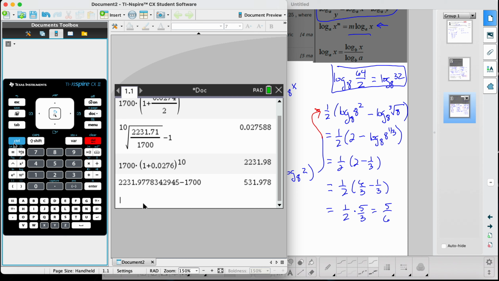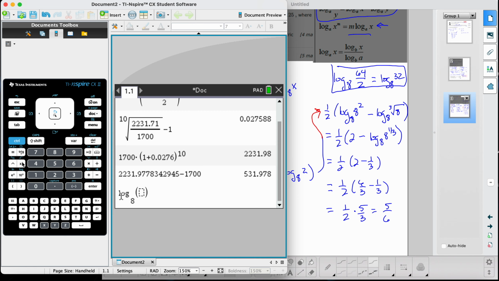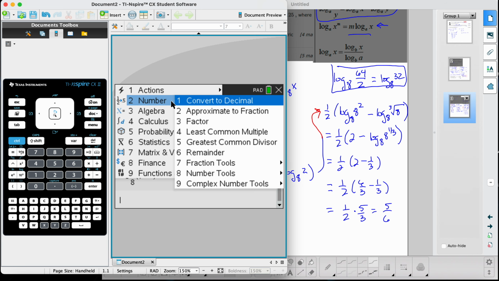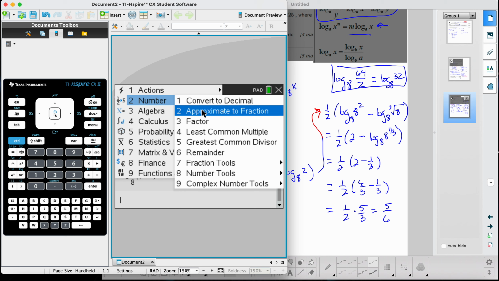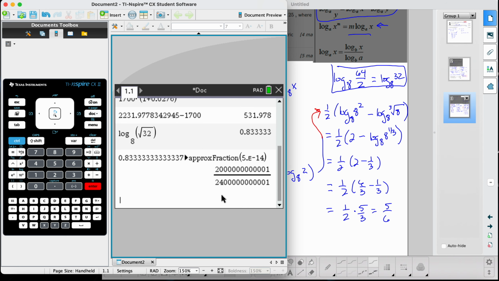There it is, 10 to the x. Control log base 8 of square root of 32. So control square root 32. And I get that nasty decimal. Now, you either recognize that as being 5/6, or you go menu to change it to a fraction now. Menu, number, approximate to fraction, and watch what happens.